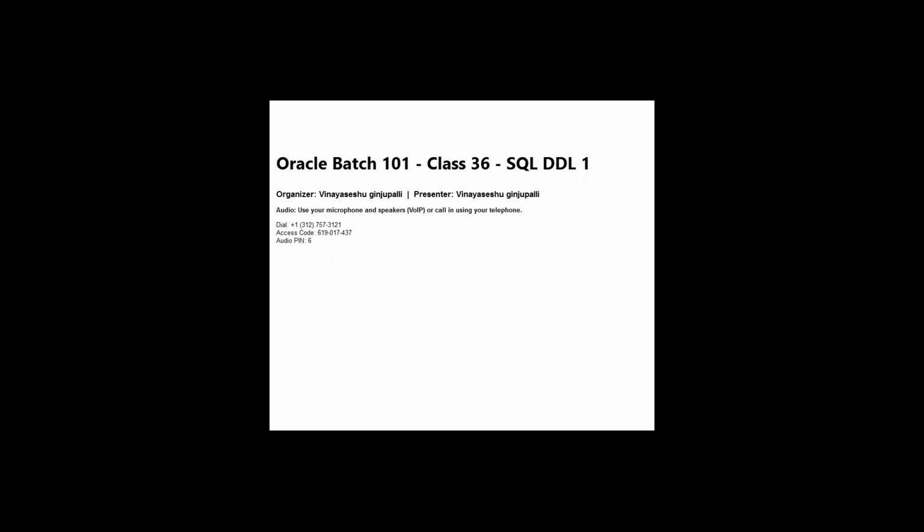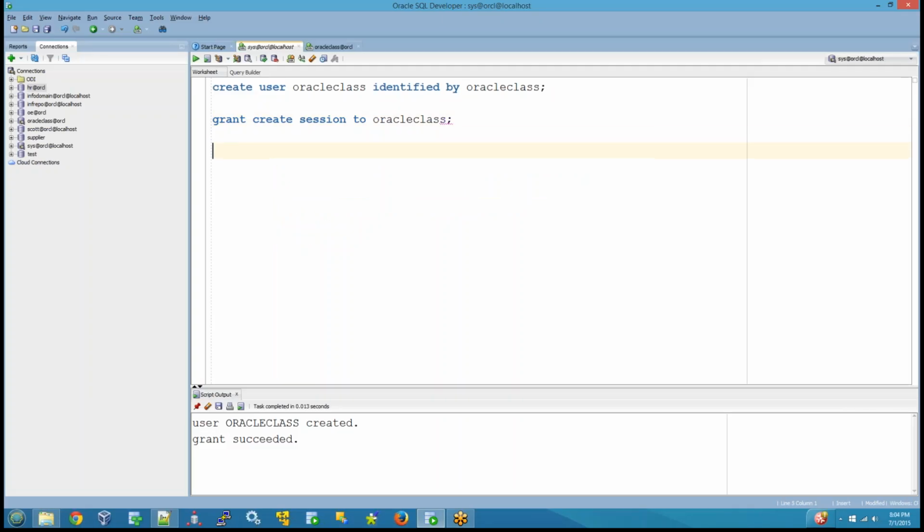Okay, so now what are the two types of privileges we have? Not the two types of commands, two types of privileges. System, next, object privileges. The system privilege and the object privilege. Okay.